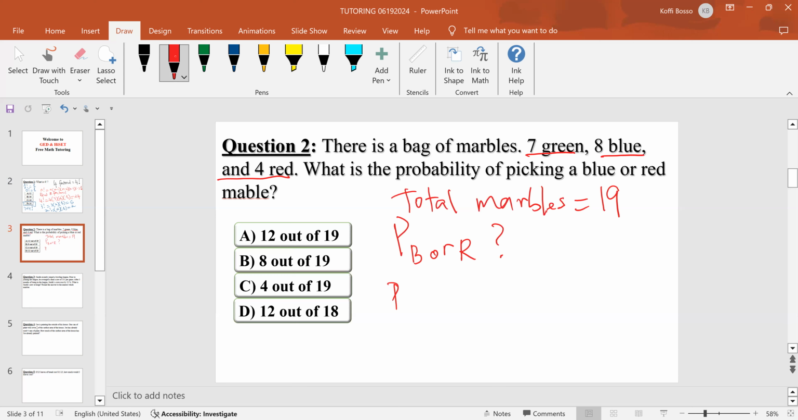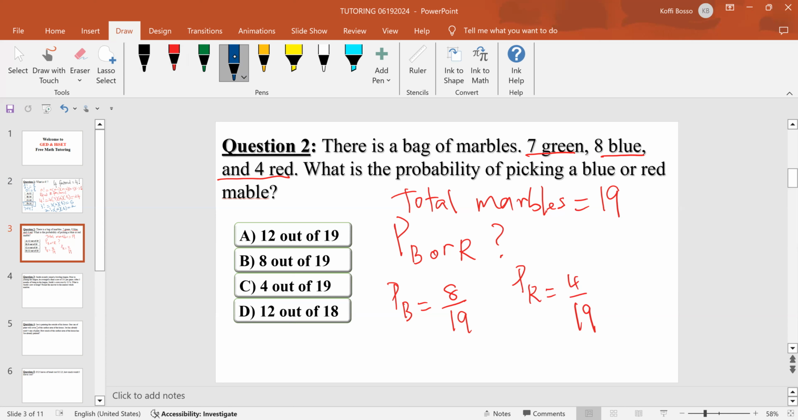So the probability of blue is 8 out of 19. The probability of red is 4 out of 19. In this case, because the problem is not specifying which one it is looking for, you're saying blue or red, it can be one of the two. We add them together, right? 8 plus 4, and the denominator stays the same, the 19. Adding doesn't mean times. If you say 8 times 4, you are saying multiply. You add 8 plus 4.